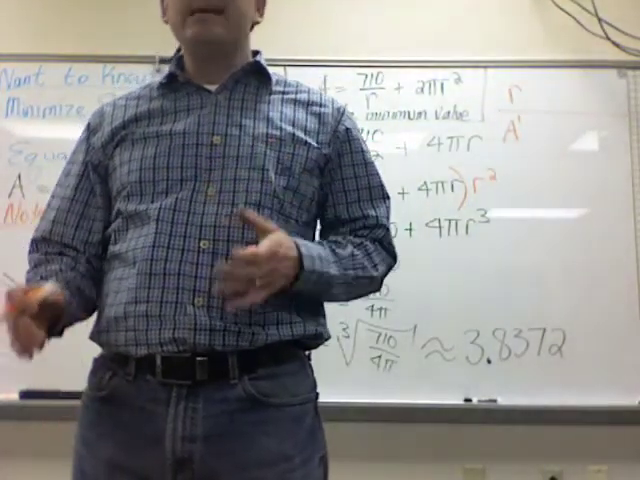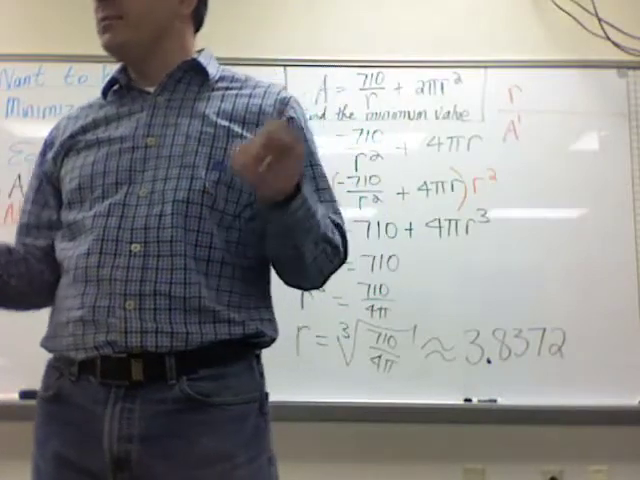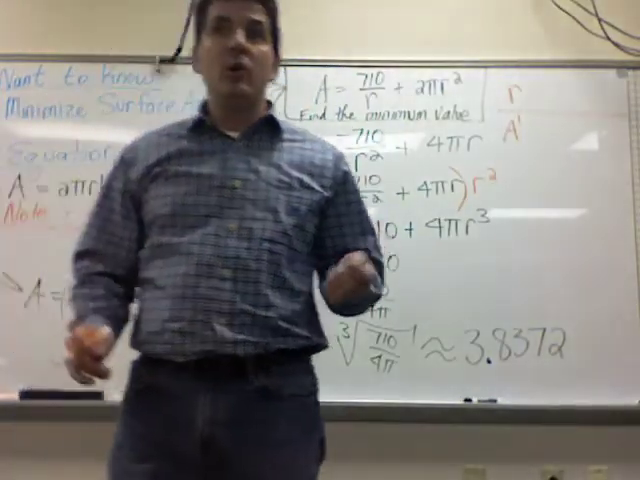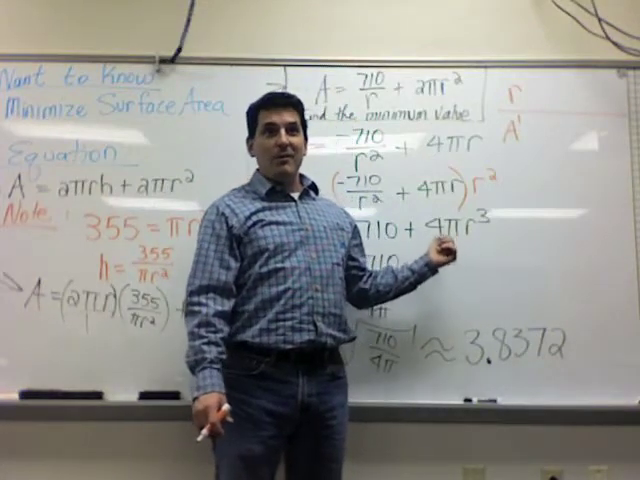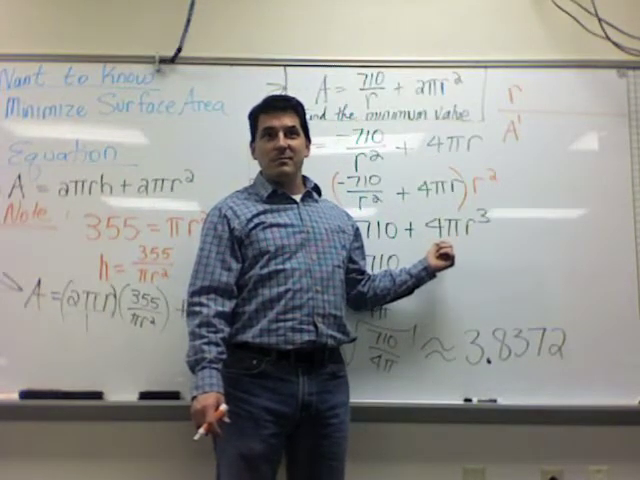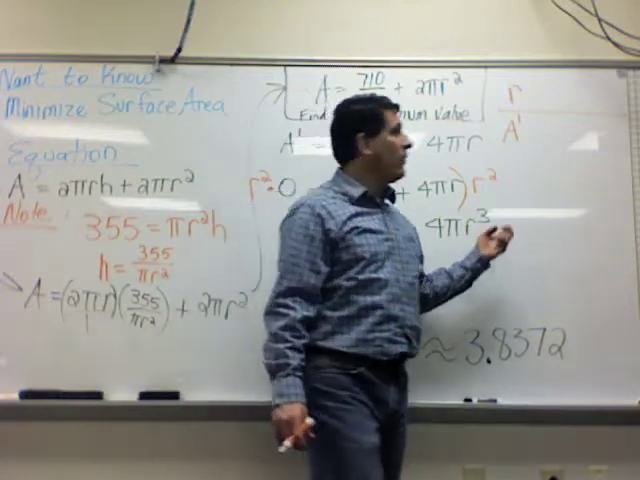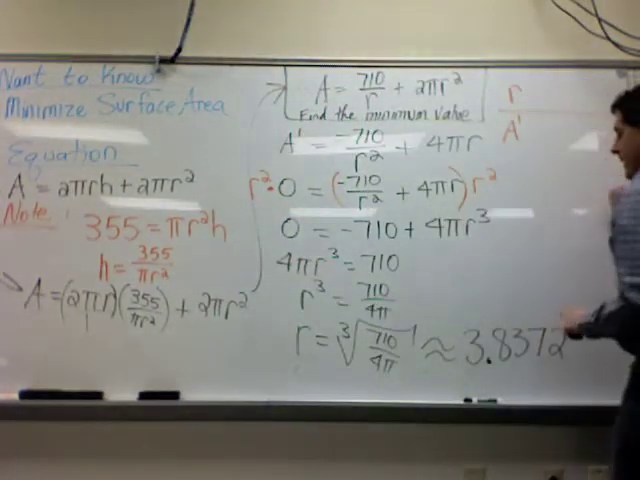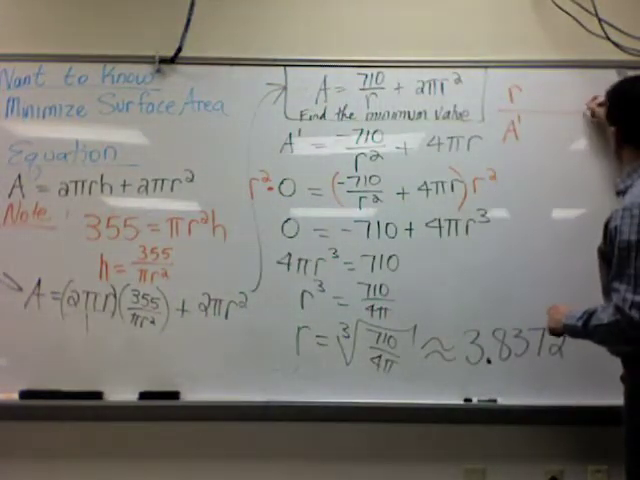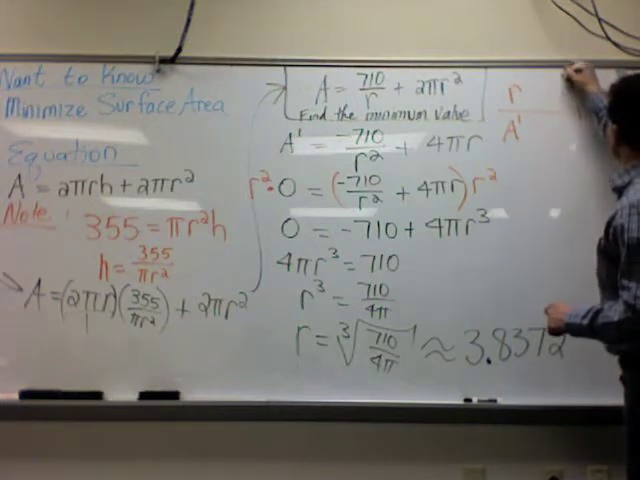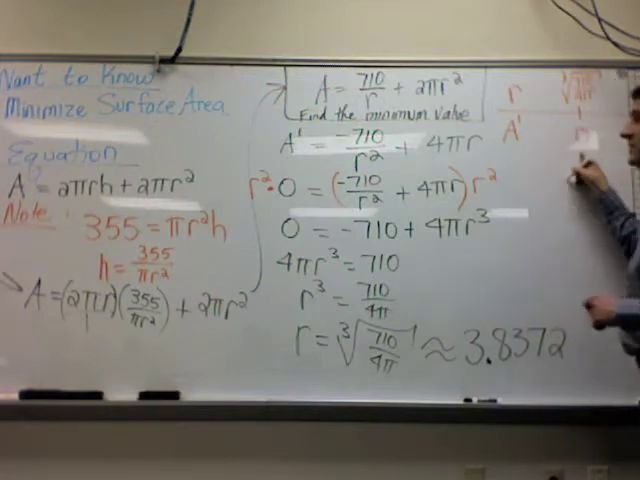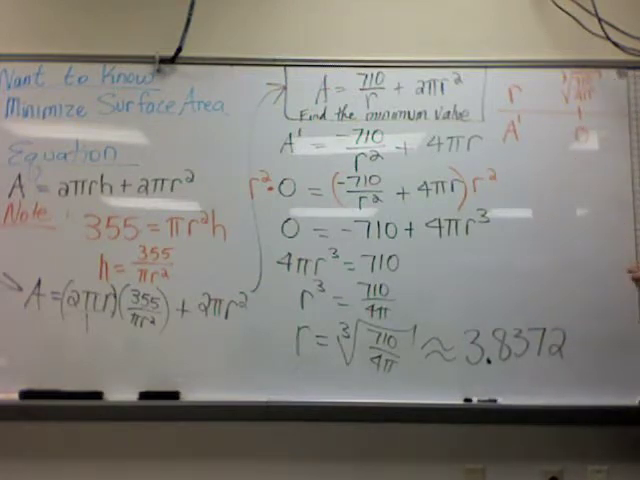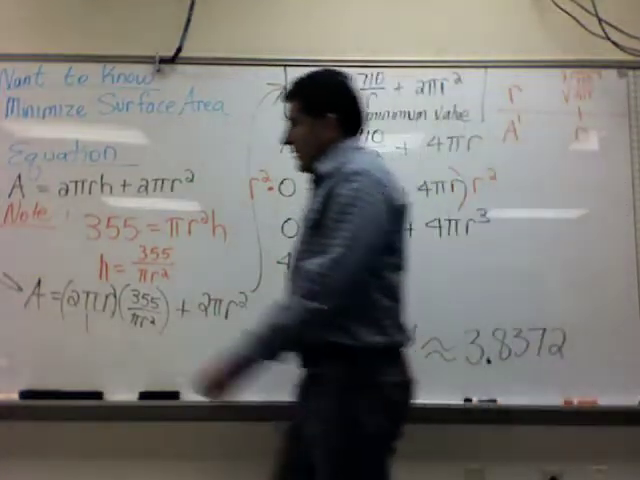So remember, if something special is going to happen, it's going to happen at a critical value. Well, sure enough, something special happens when the radius is 0. You don't have a volume. Okay, so that's a goofy thing. So I'm going to ignore that one, and we're only going to put in here the cubed root of 710 over 4 pi. And that gives us A prime is 0.